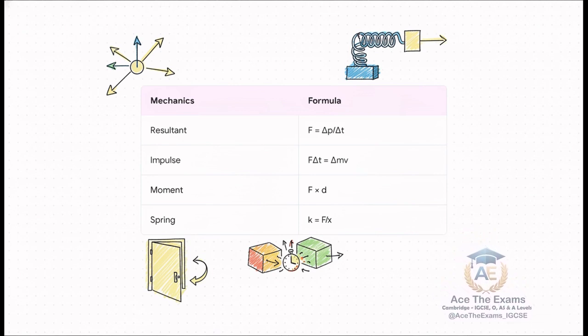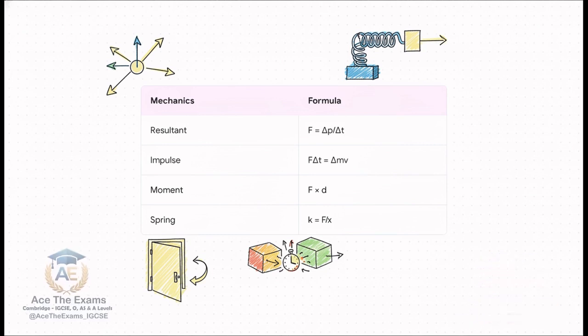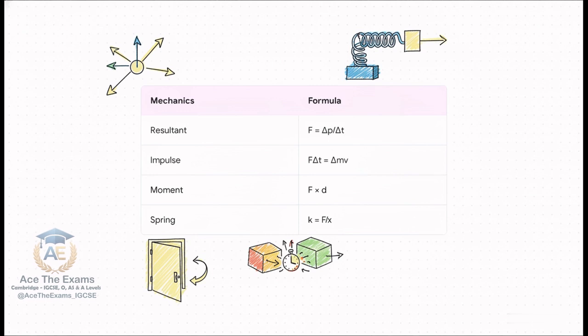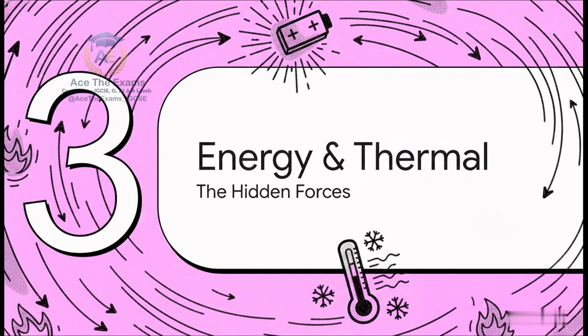If you need to know the turning effect of a force on, say, a door hinge, you reach for the moment equation, force times perpendicular distance. And what if you need to know how force relates to the stretching of materials? You reach for the spring constant tool, K equals F over X, force divided by extension. Do you see the pattern? They are all just clever variations of pushing, pulling, and turning things. It's all connected.